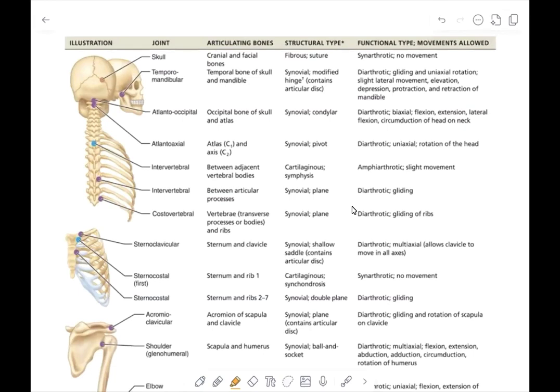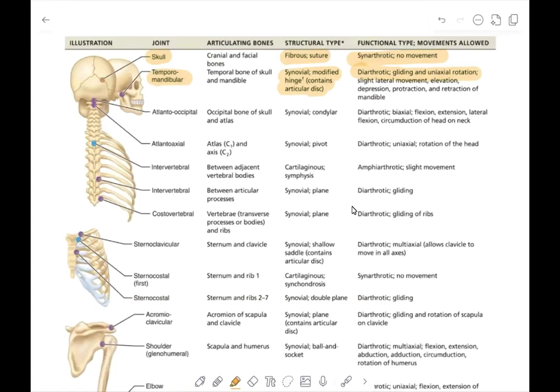The skull, we've already learned that that's a fibrous joint called a suture, and it's synarthrotic with no movement. The temporomandibular joint we haven't talked about, but we will, and it's a synovial joint and a modified hinge joint. So a hinge joint is one of those 6 subtypes of synovial joints that we'll talk about. Because it's synovial, it's diarthrotic. It allows gliding and uniaxial rotation.